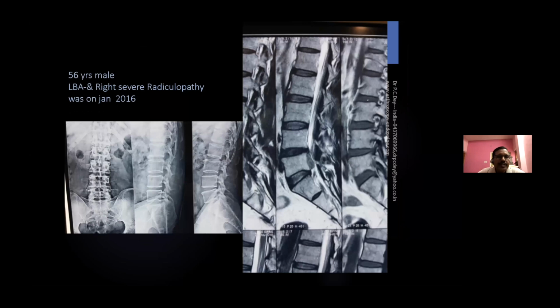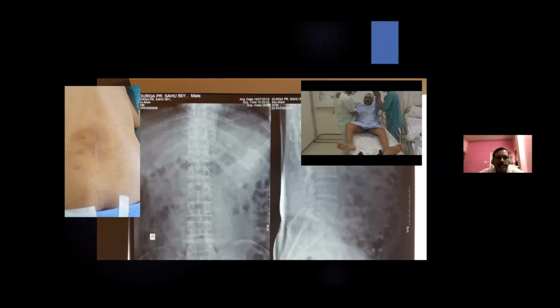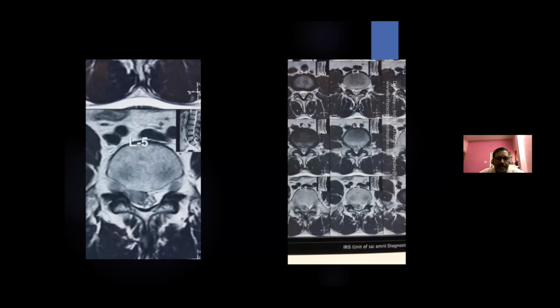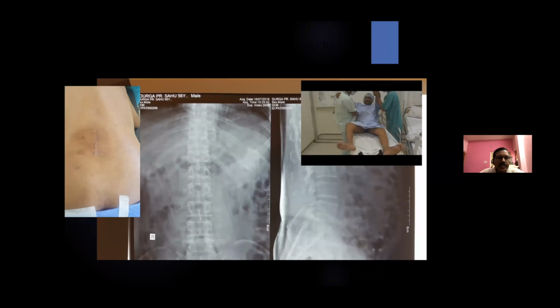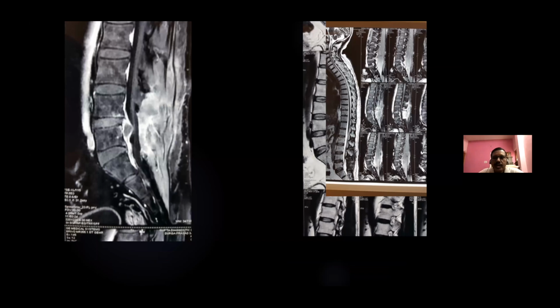Another patient, a 56-year-old male, had low back ache with severe right radiculopathy in January 2016. It is an extruded disc migrated downward at L4, L5. The axial view shows compression on the right side. Microdiscectomy was done. After 7.5 months, the patient had severe pain. This was the situation when he presented to me with a 7-day history, when he was not able to stand without support.